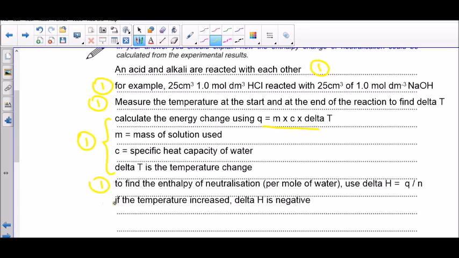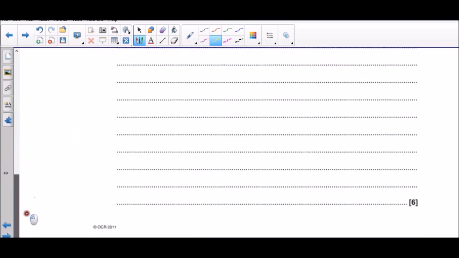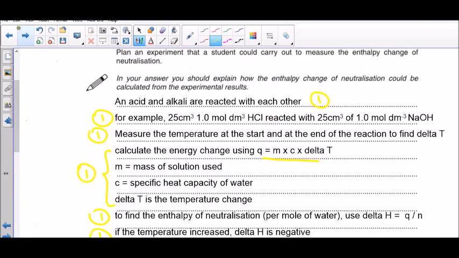And then the final mark comes for saying this: if the temperature increased, which it always will do in a neutralization, then delta H is negative. And that gives us the 6 marks for this question, which you can see down there.